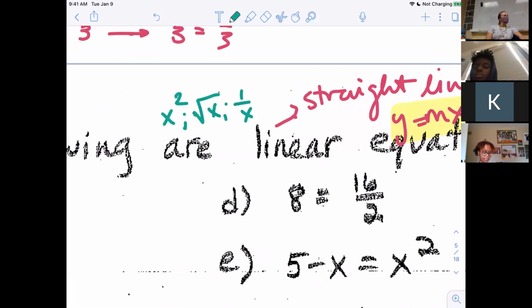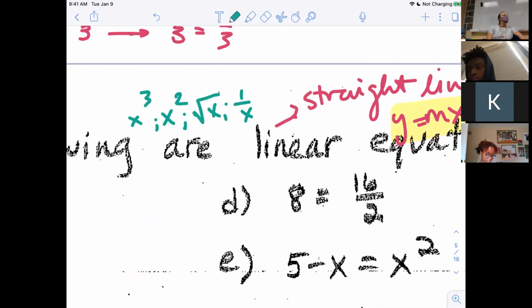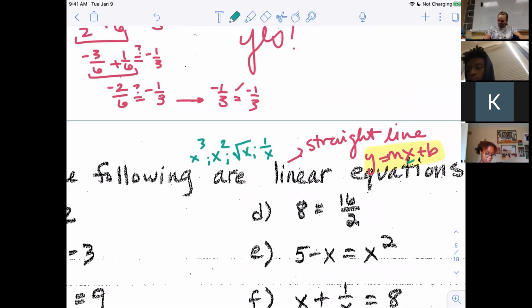Do you remember what those are called? I think we call those the reciprocal functions. They look something like this. Don't worry, we'll get into that later. Did you guys look at graphs like that before? Yeah, you probably didn't study them too in depth. We'll do a little bit more in depth, but that is an option, but that's not a line, so that doesn't work. What about like x to the third? Does that work? No. So only an x by itself is linear.